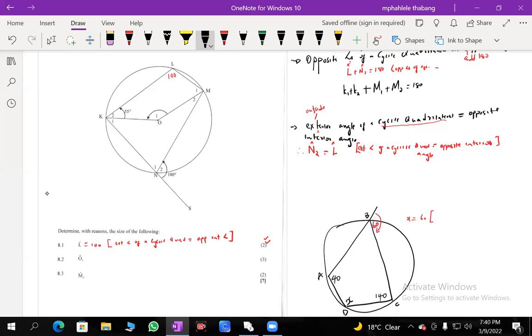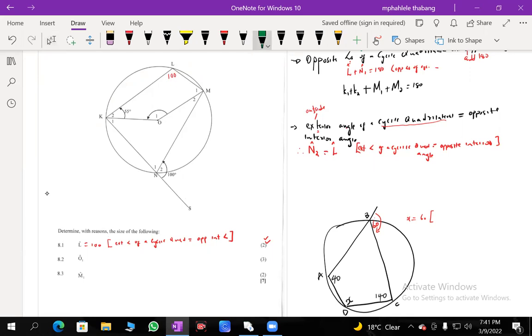Is there anything you want to say about angle N1? Except it being opposite to angle L, is there any other way we can find angle N1? We know they are supplementary, but is there any other way we can find angle N1? Yeah, it's 80 degrees, angles on a straight line.